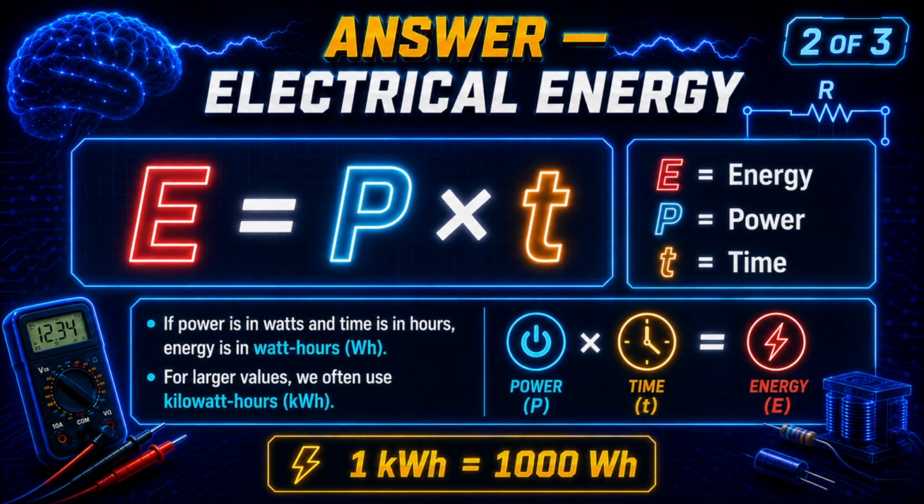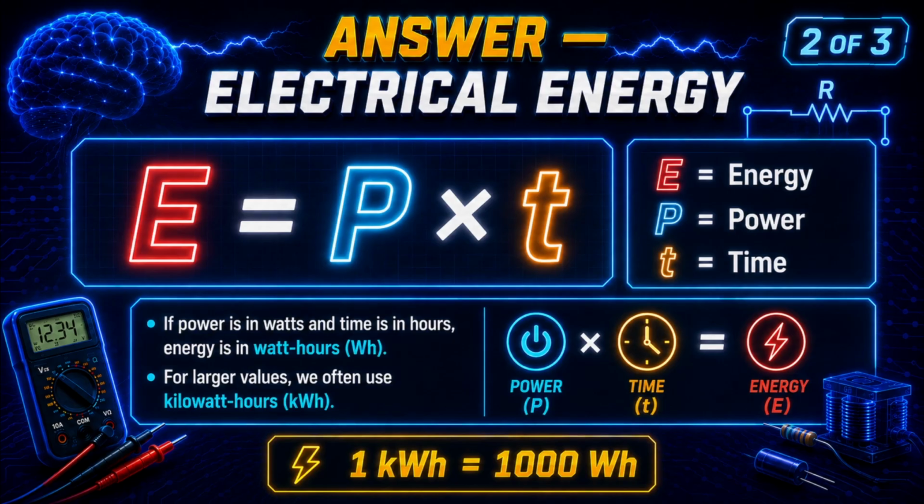The answer is E equals P times T. Here, E is electrical energy, P is power, and T is time. If power is in watts and time is in hours, the answer is in watt-hours. For larger values, we normally use kilowatt-hours, where 1 kilowatt-hour equals 1,000 watt-hours.